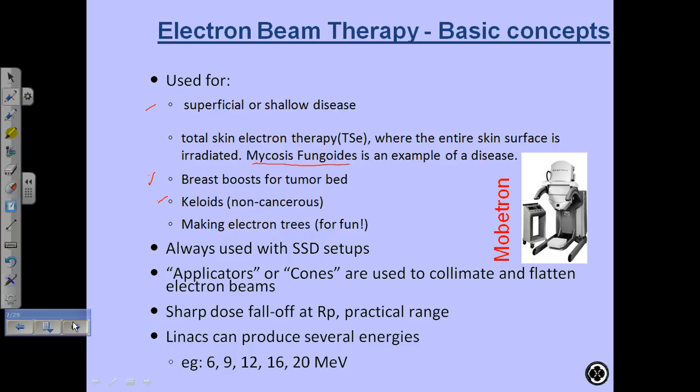Always use with SSD setups, never SAD, because they don't penetrate deep enough. We always use them with applicators or cones to collimate or flatten the electron beams. There's a sharp dose falloff at Rp, the practical range. Right? And linacs can produce several energies. So there's usually 5 energies on a linac.